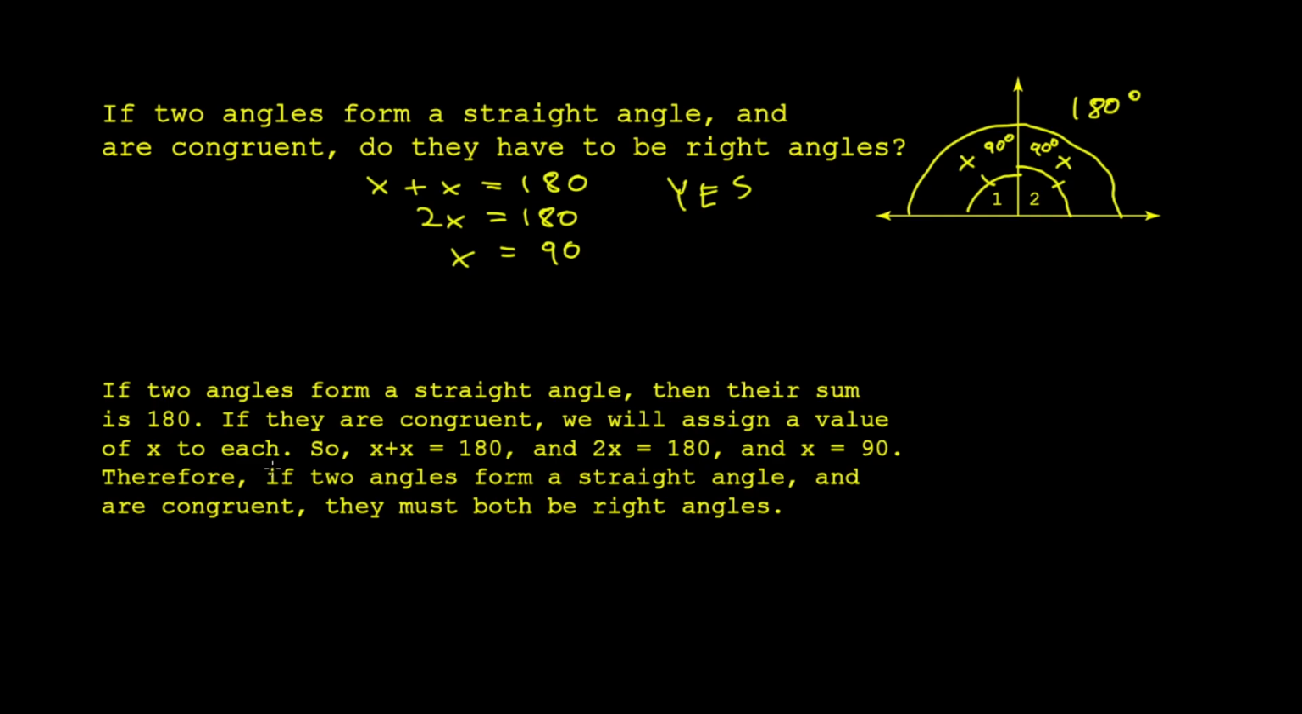Therefore, and this is the theorem, if two angles form a straight angle and are congruent, they must both be right angles. And there you go. And our proof is done.